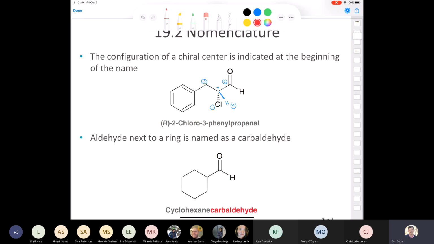If we follow these groups going from 1 to 2 to 3, you can see that we're going counterclockwise, which would be S. But since our hydrogen is coming out in front, we reverse that, and we end up with the R designation for our stereocenter.